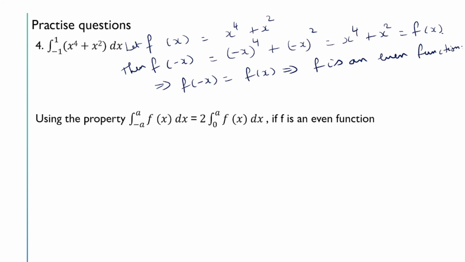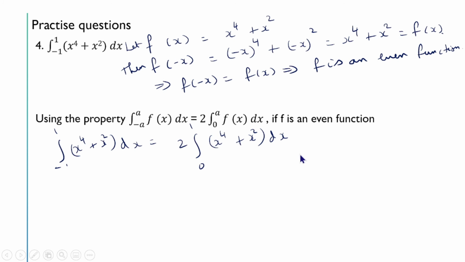So using the property integral from minus a to a of f of x dx equals 2 times integral 0 to a of f of x dx, if f is an even function, we can find this as integral minus 1 to 1 of x raised to 4 plus x square into dx equal to 2 times integral 0 to 1 of x raised to 4 plus x square into dx.